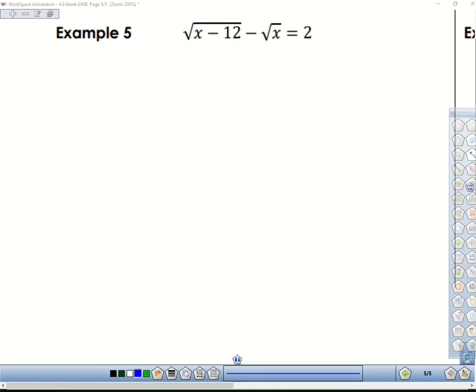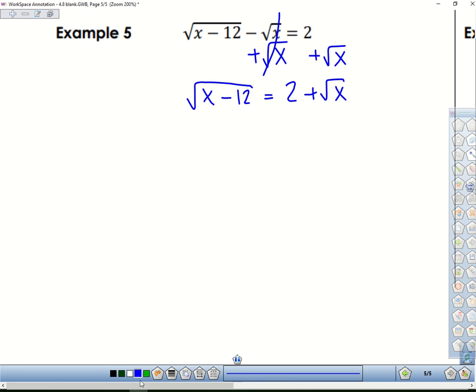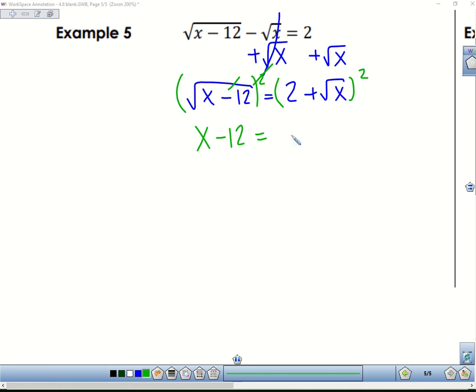So in this case, if I add this square root of x to both sides here, I will get x minus 12 is equal to 2 plus the square root of x. And then now I have the square roots on opposite sides, but I can square both sides, right? So I go ahead and I square both sides. And what happens on the left is simple. This just becomes x minus 12. But over here, this one I'm actually going to have to write out because I'm going to have to do FOIL on it.